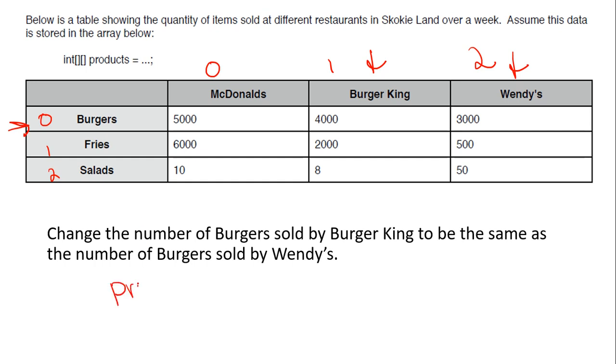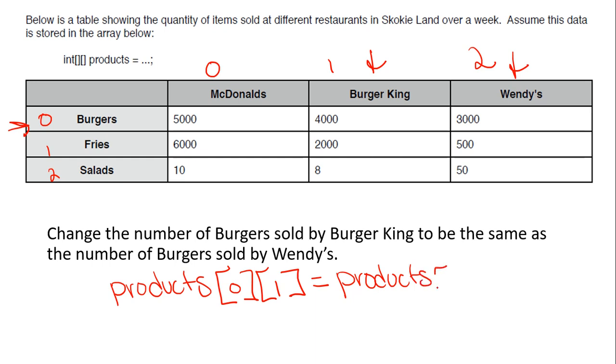So again, I got products, so this is direct assignment. So I want the burgers of Burger King. So that would be [0][1] equals. They want the burgers sold by Wendy's. So I got to directly assign it. Now, you could put 3,000, but that's not cool. We want to directly assign it. What if 3,000 gets changed? I want it to be changed automatically. I don't want to go back into my code. That would just be silly. So I could go [0][2]. Okay? That should directly change it for me.